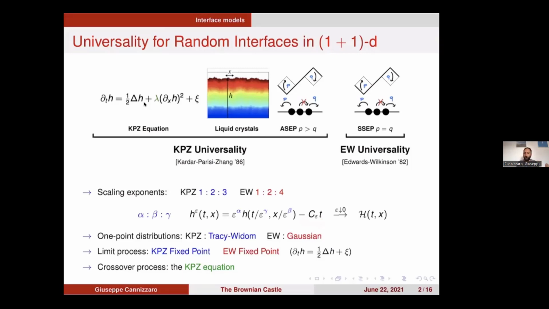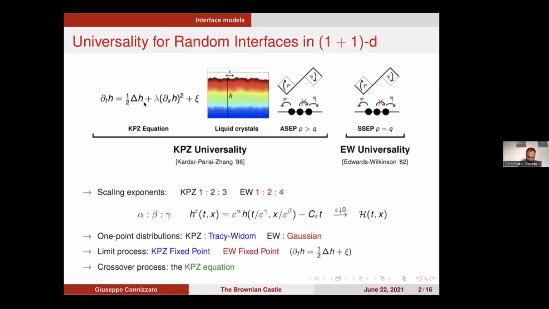And we know also more. So meaning we know the one-point distribution of this non-trivial limit in both cases. We know what is the limit process. So if I look at this as a space-time function, we know what its distribution is, or at least we have a way to characterize its law.